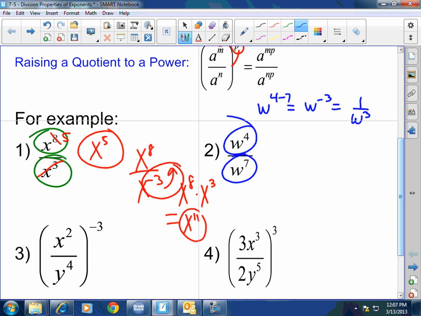Or, you could do it Morrow's way. Take 4 W's away from the numerator, leaving me with 1. Take 4 from the denominator, leaving me with 3. Boom, done. Didn't have to worry about any negatives. Does that make sense, gentlemen? It's a lot easier in my opinion.